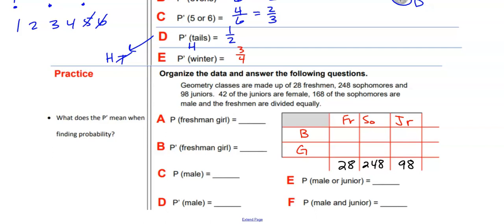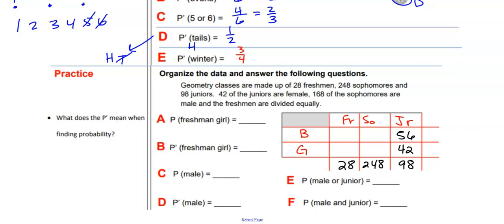All right, and then we're going to read here. It says 42 of the juniors are female, so we're going to find the junior column, and 42 of them are girls. Now, if there were a total of 98 juniors altogether, and if 42 of them were girls, then we would be left with 56, which are boys.